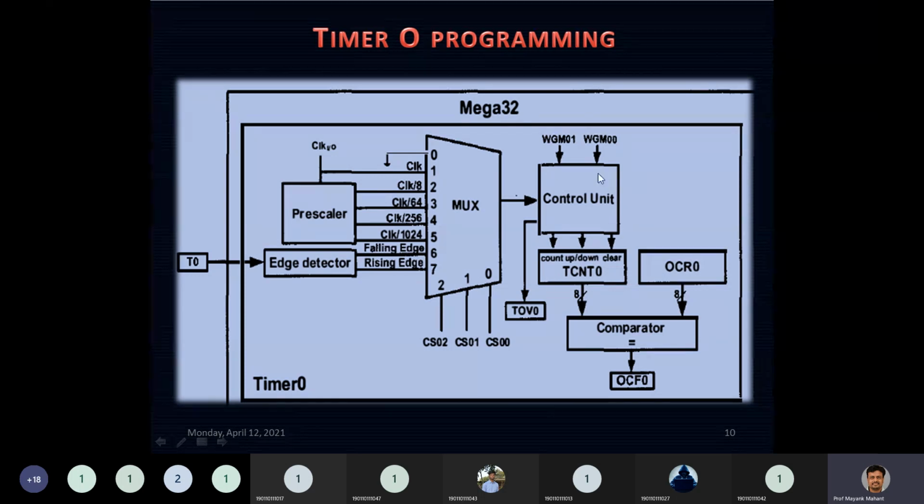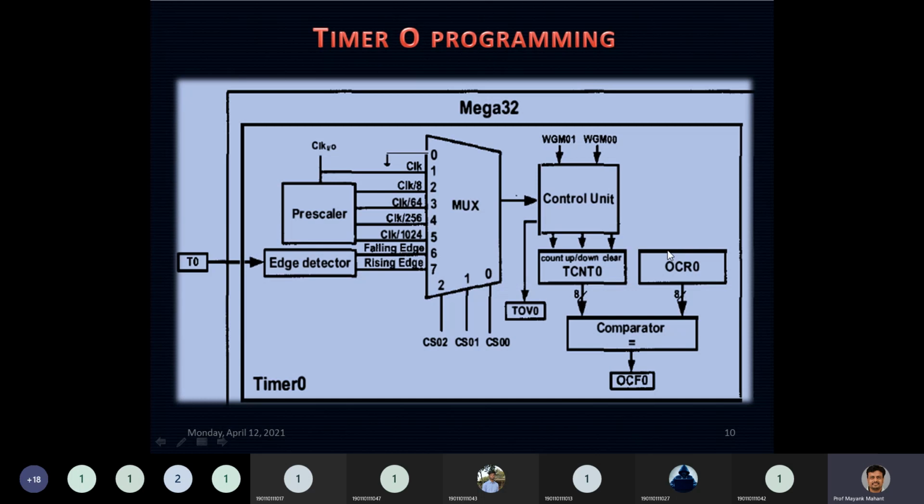All that would be decided by your control unit, and you can see that over here you have WGM01 and WGM00. These are also bits available in your TCCR register, and they help you decide in which configuration you want your timer to work, whether in normal mode, CTC mode, PWM mode, or fast PWM mode. Already we have talked about the TOV flag. When this timer counter register overflows from FF to 00, this flag would be raised.